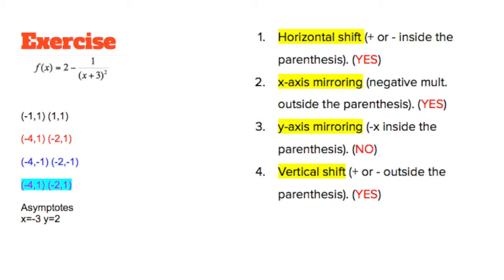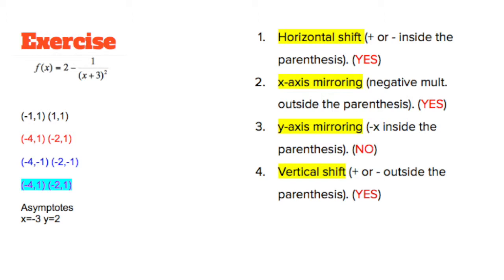that's the case. Now, let's change the coordinates. We have a horizontal shift, so we have to subtract 3 from the x coordinate. Now let's change the sign of the y coordinate, and lastly we have to add 2 to the y coordinate. Our final coordinates will be -4, 1 and -2, 1. The asymptotes for this function will be x equals -3 and y equals 2.